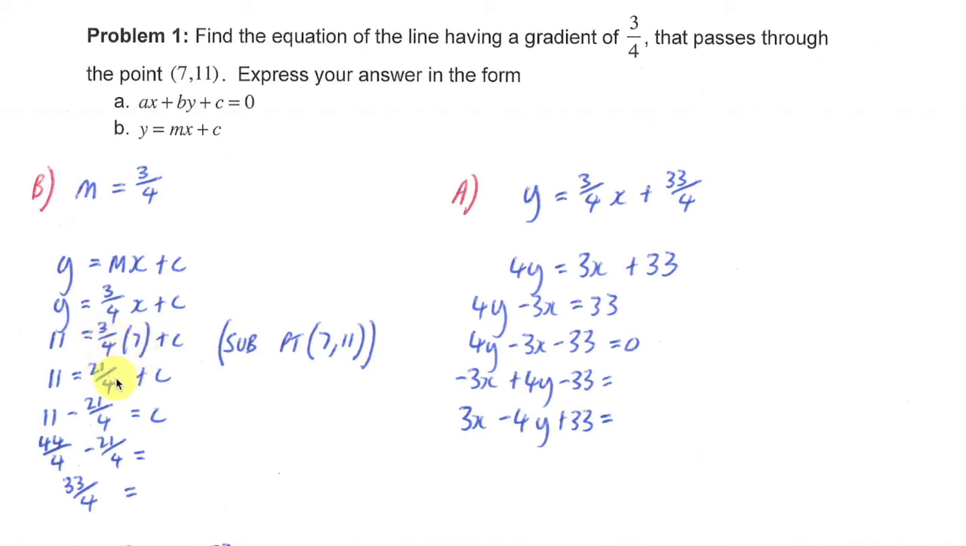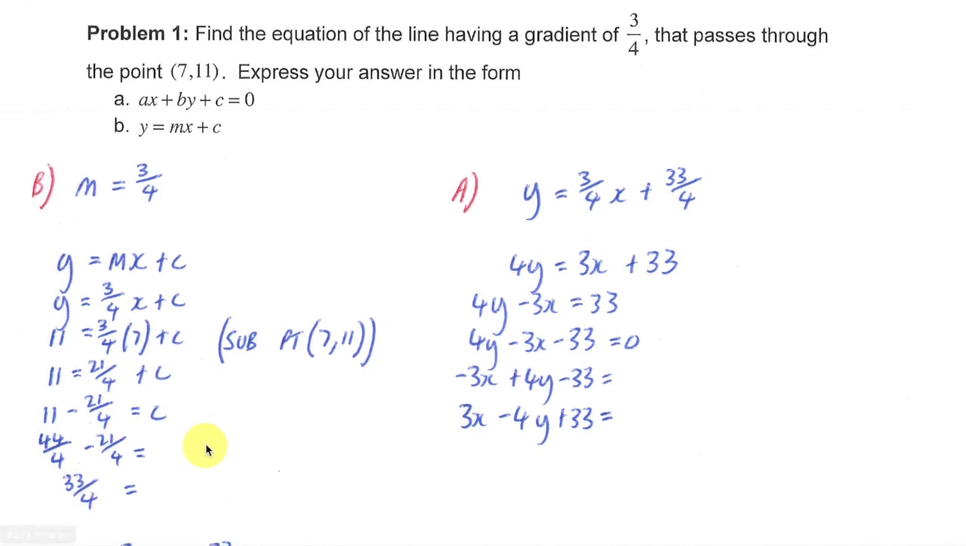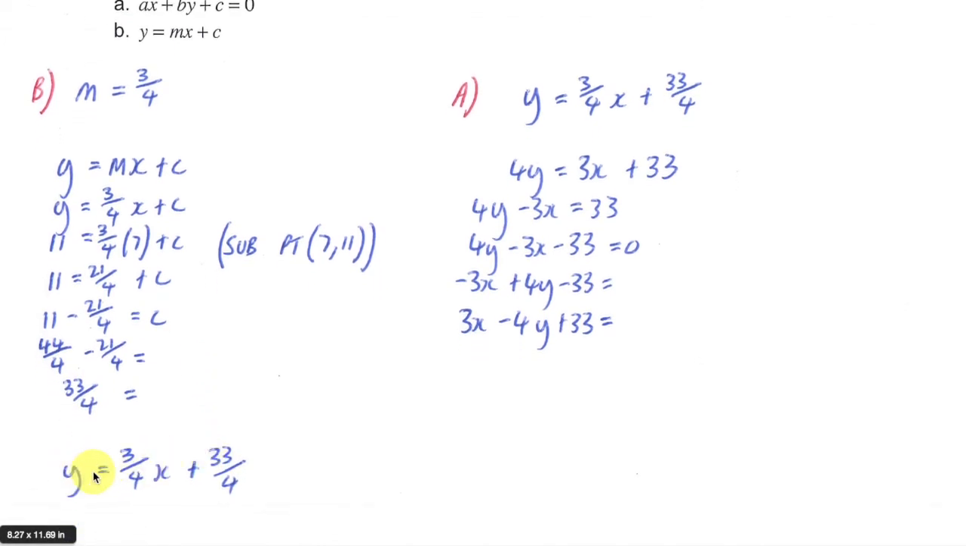Multiply those through, and now I subtract 21 on 4 from both sides. Of course, 11 can be rewritten as 44 on 4, so 44 on 4 minus 21 on 4 gives me 33 on 4. So to write down and provide the answer, it's y equals 3/4 x plus 33 on 4.